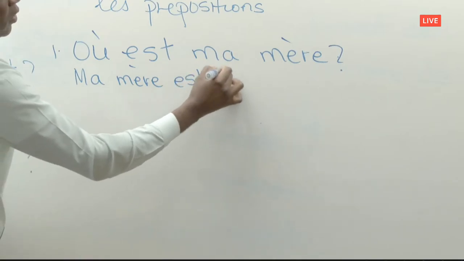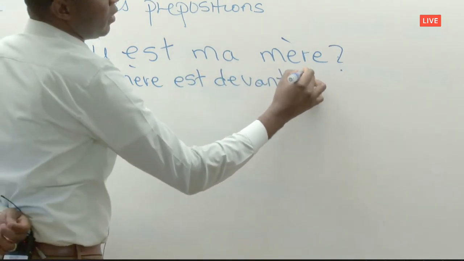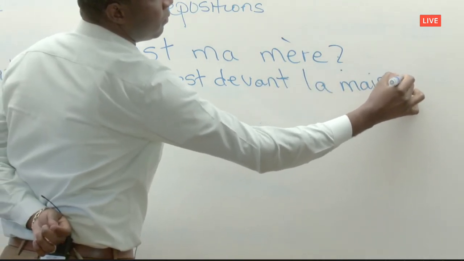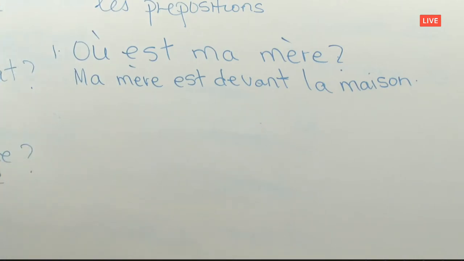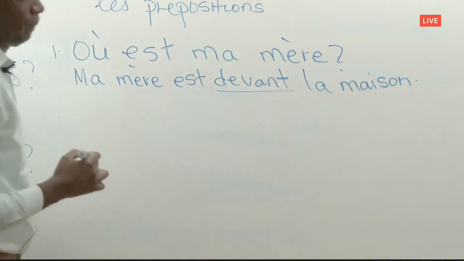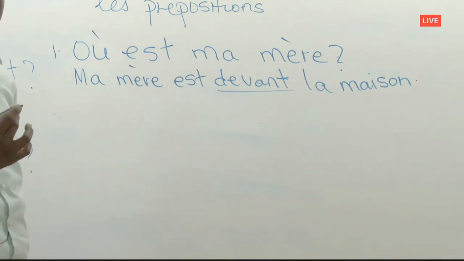Ma mère, devant la maison. Ma mère est devant la maison. And we have our preposition here. My mother is in front of the house. Ma mère est devant la maison.